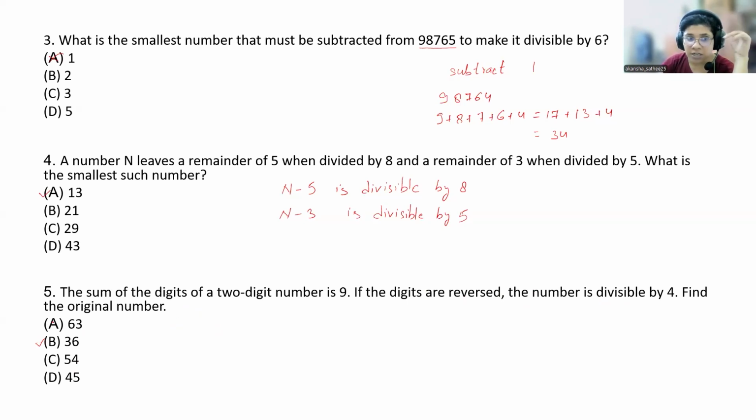So after reversing, it should be divisible by 4. So 63 is the correct number because 36 is divisible by 4. Remember, 36 is not correct because if you reverse this, it becomes 63 and 63 is not divisible by 4. So, if the digits are reversed, the number is divisible by 4. Find the original number. The original number must be 63.